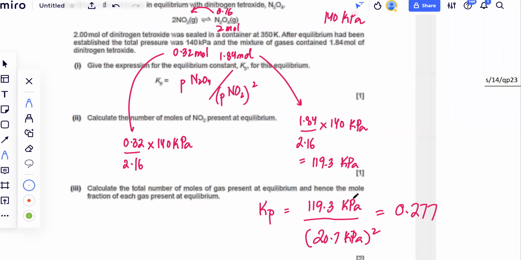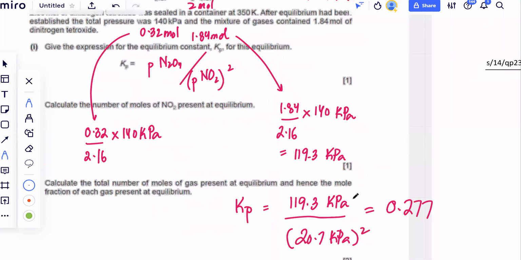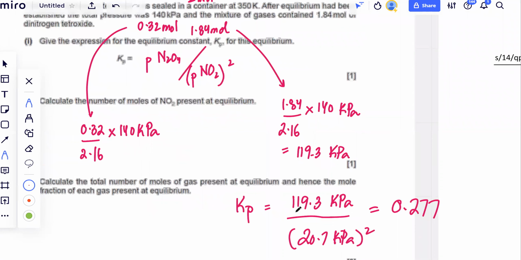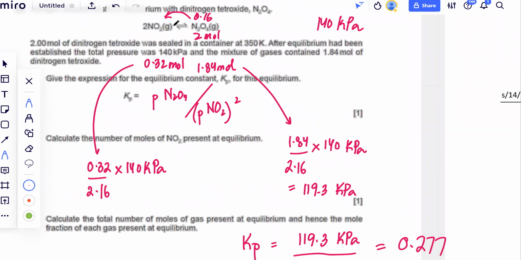Now, sir, which step is this? I mean, why did you divide both the pressures? That's Kp. Well, what's the expression for Kp? It's the pressure of the product divided by the pressure of the reactants. So that is what Kp is.